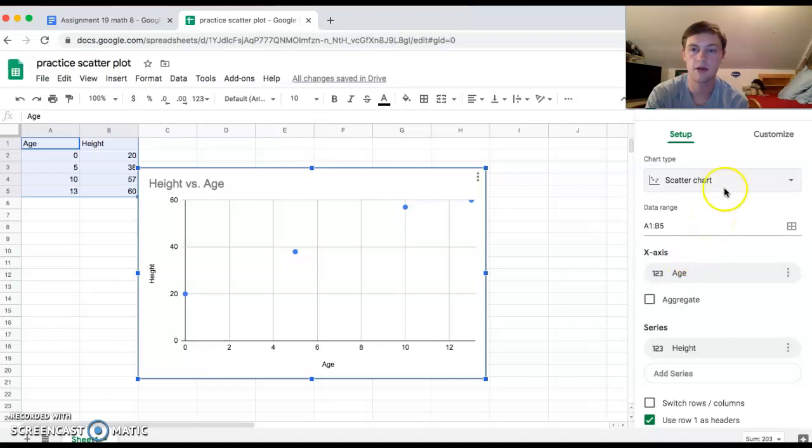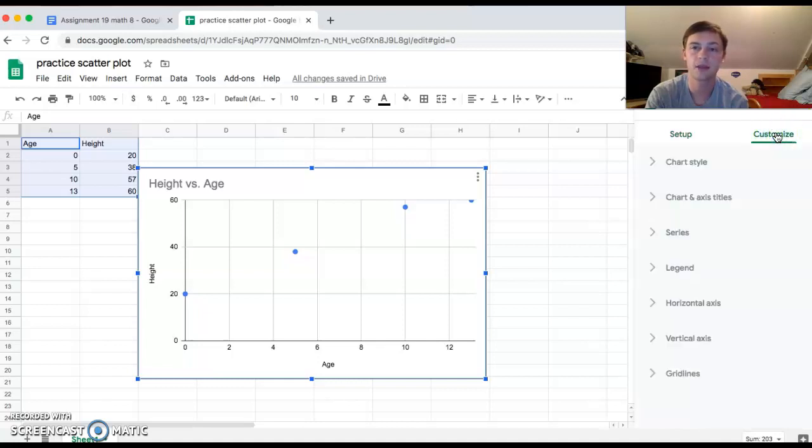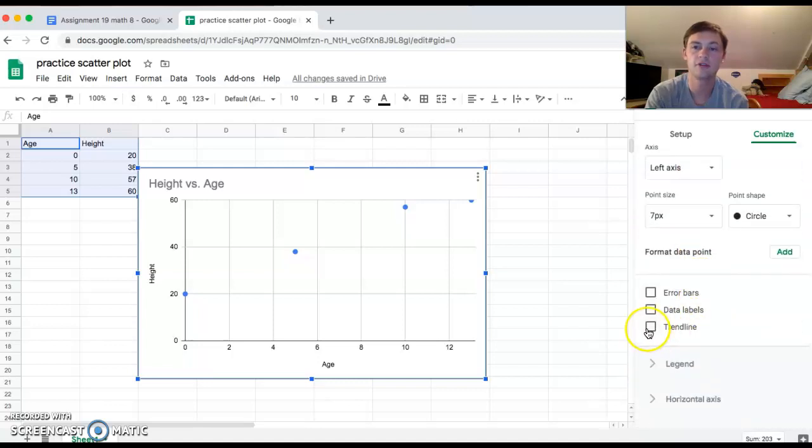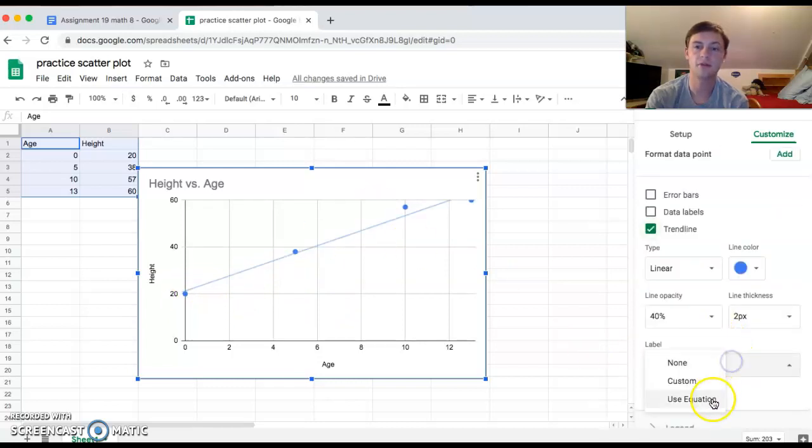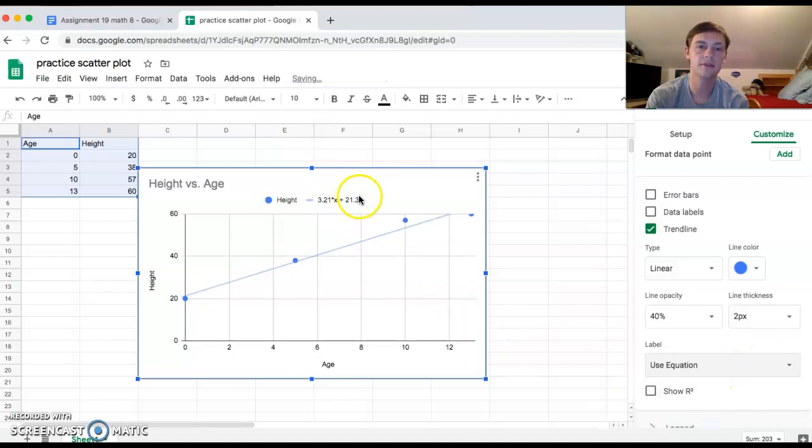Now you are going to just do a couple of things here. Customize, then you're going to go to Series, and you're going to press Trend Line. Trend Line is just a code word for line of best fit. What does it look like is happening here? So it gives me that line of best fit. I'm also going to put an equation on it. So there's the equation right here. And then we're good to go.